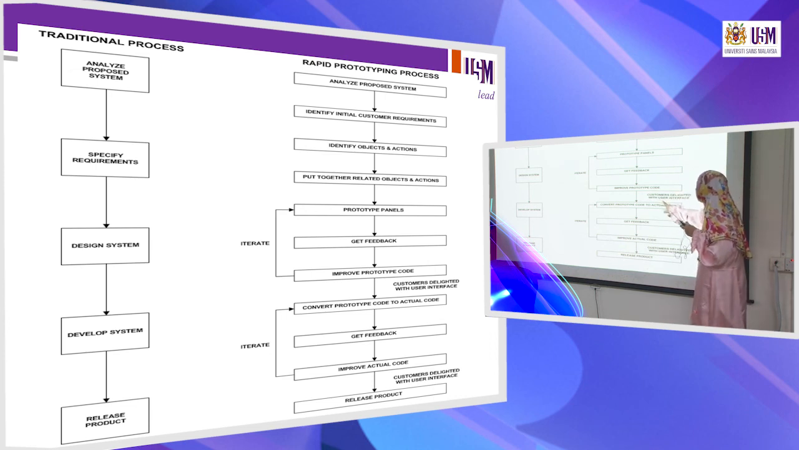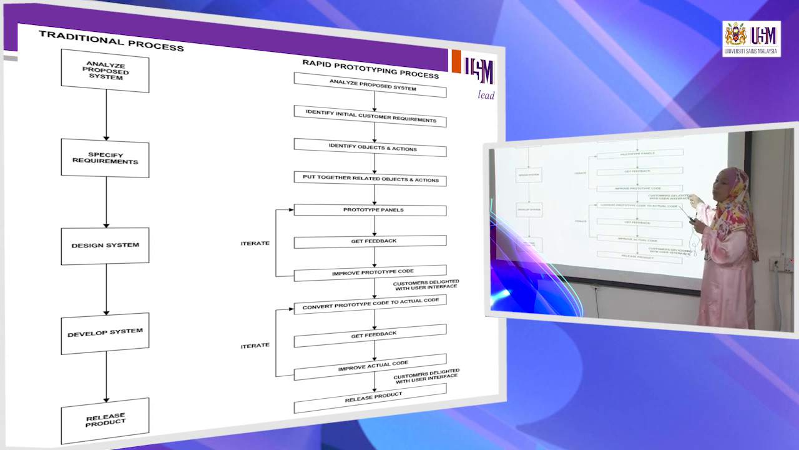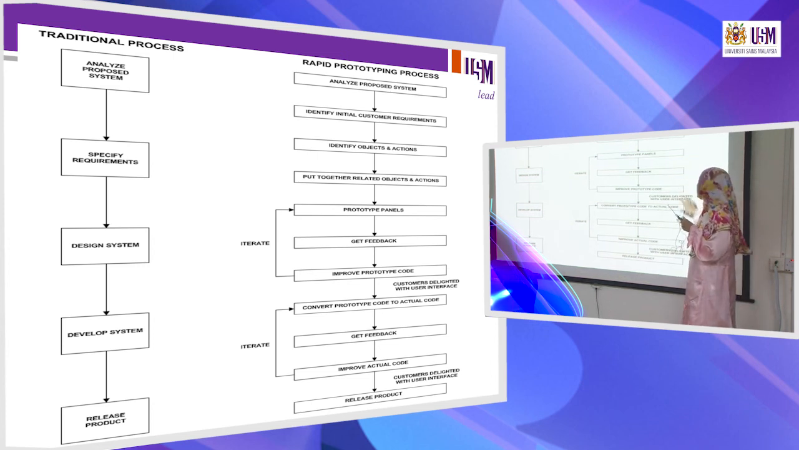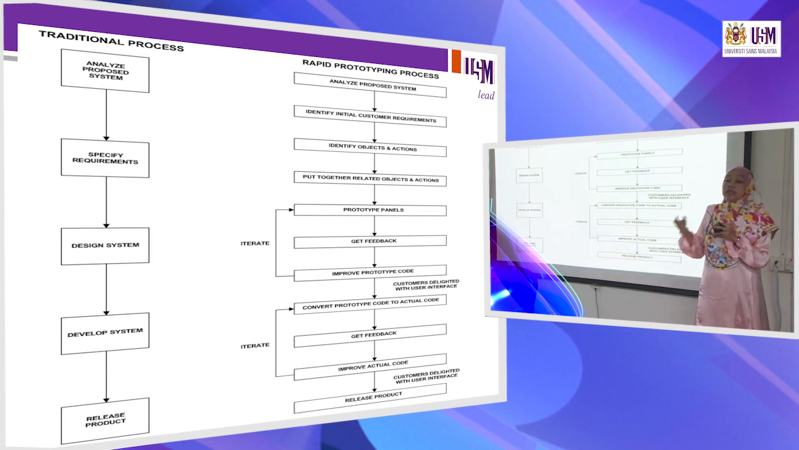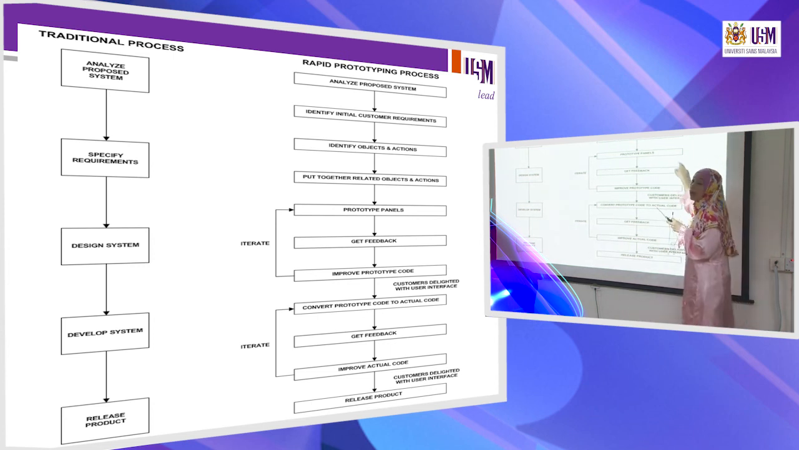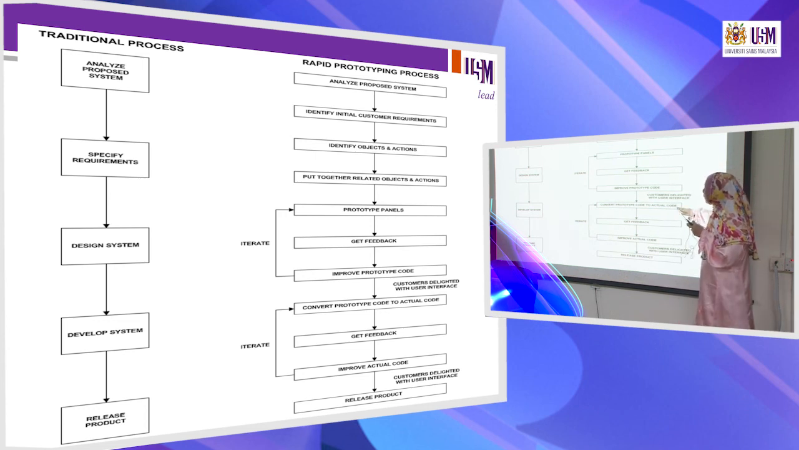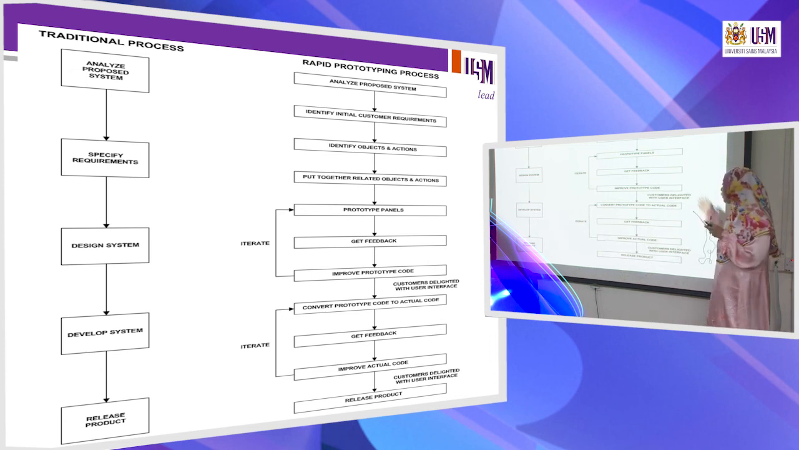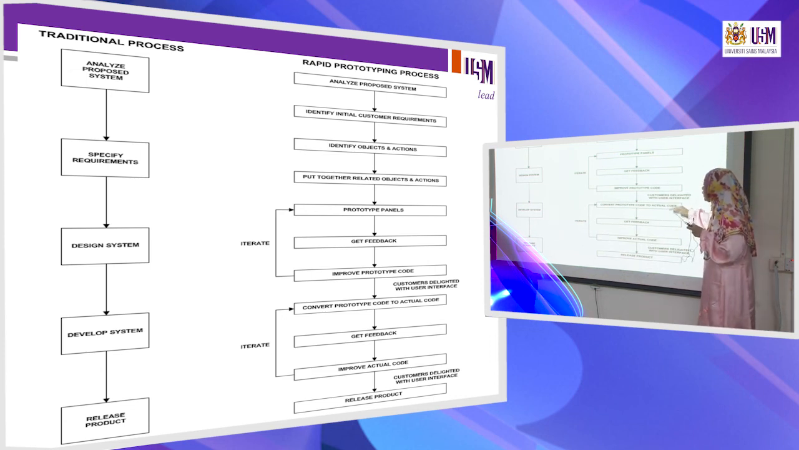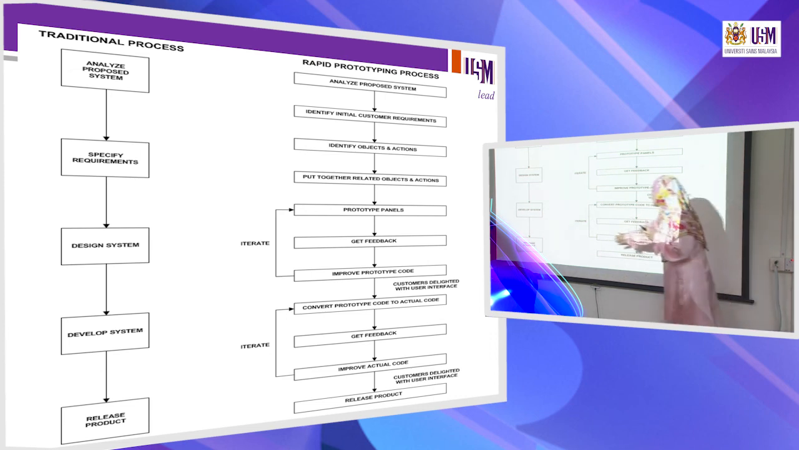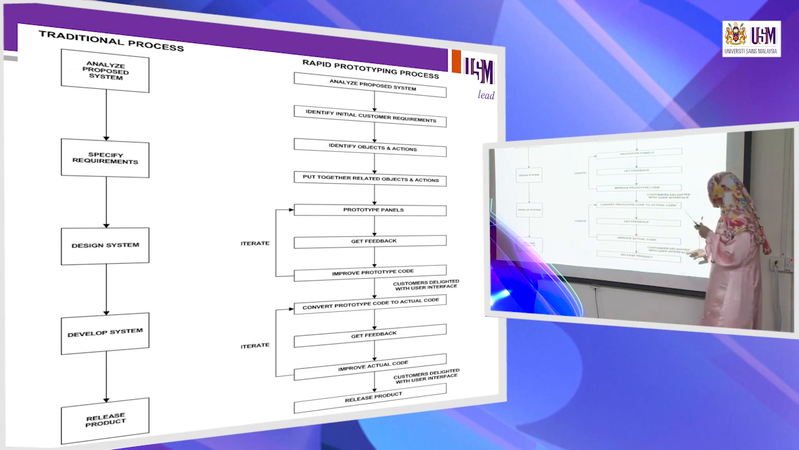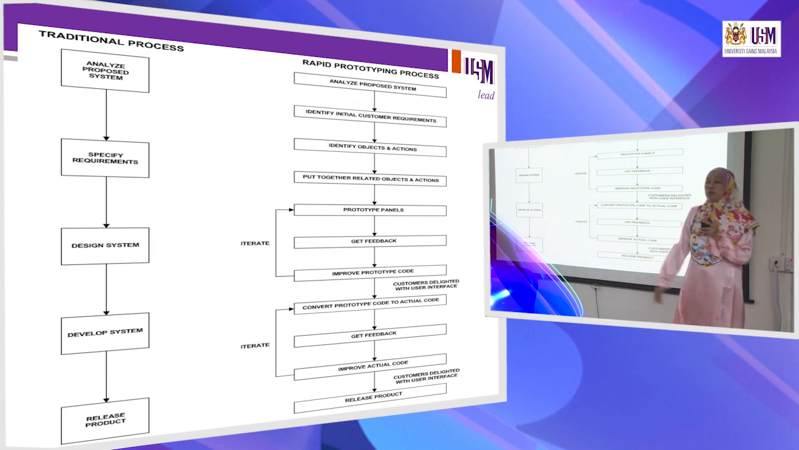Here we have the question of whether customers are delighted with the user interface, for example. So we have customers' feedback here. If they are not delighted with the user interface, it means that we have to go back. Then we convert prototype code to the actual code. If the customers are already delighted with the user interface, then we can go on, get feedback again, and then improve the actual code, and the process iterates some more. Then when the customer is delighted with the user interface, we can release the product.